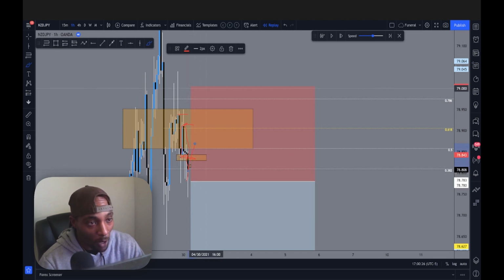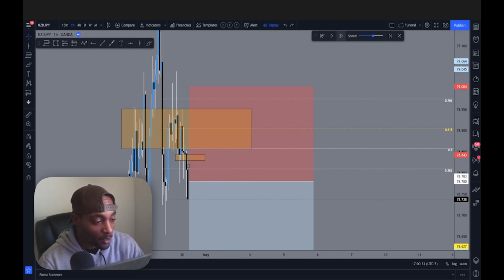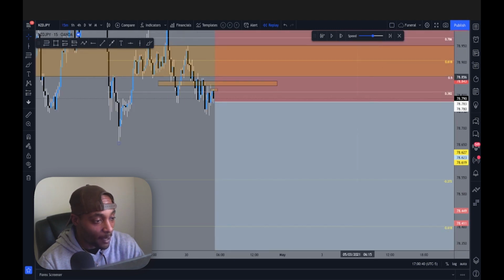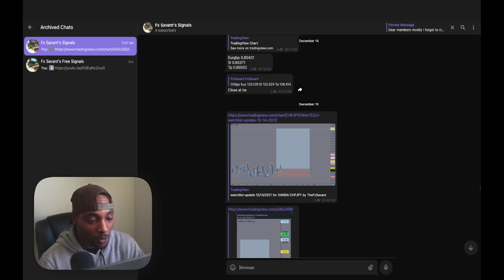We can expect a lower high to be created because now we are in a bearish structure formation. So let's play it forward. Still continuing structure. And then I think we drop down to the 15 minutes. So right around here is when we go over to the chart.